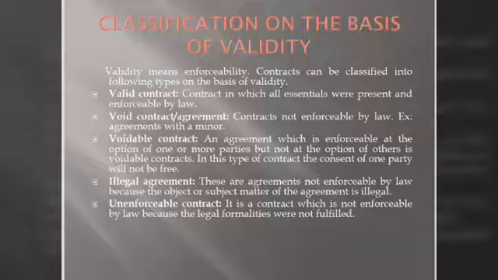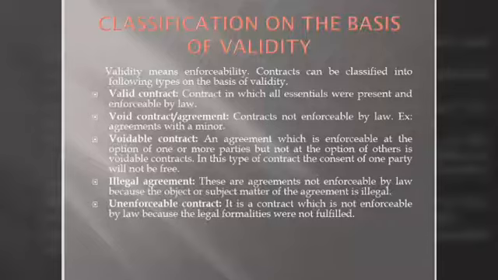Then next one is illegal agreements. Illegal agreements are not enforceable by law because the object, the subject matter or the purpose for which the agreement is formed is illegal. The last one in case of validity is unenforceable contract. This is a contract which is not enforceable by law because the legal formalities, which are essential for a contract, were not fulfilled. These are the five contracts on the basis of validity.